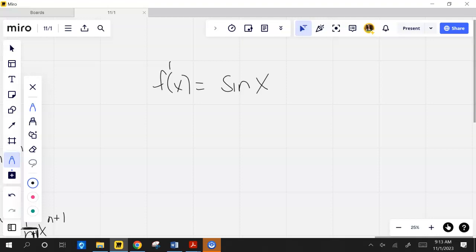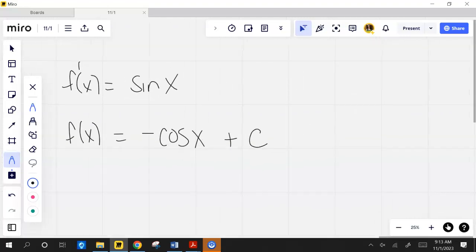Why is it negative cosine? But don't forget, plus a constant. Every time you do an antiderivative, it's plus a constant. Okay, let me show you a little bit of a new notation, and then I'm going to add a little something to it.